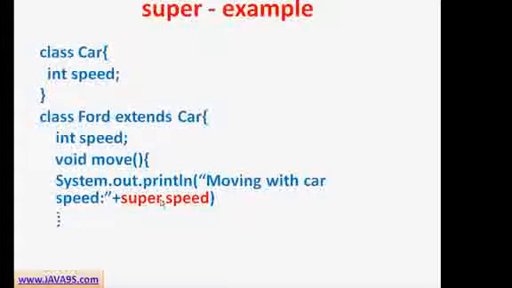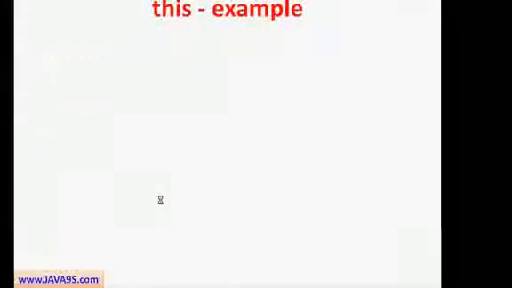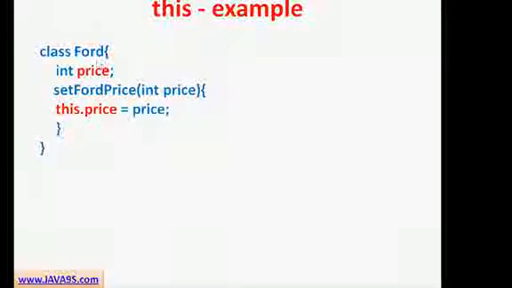So coming to this, you can see that I have created class Ford and I have a price variable here, and with the method I have int price as an argument. So this is going to be a local variable. These are said to be local variables which have life up to this scope. That means whenever the method ends, this price local variable is not going to be there anymore.